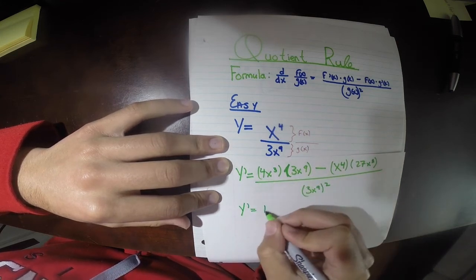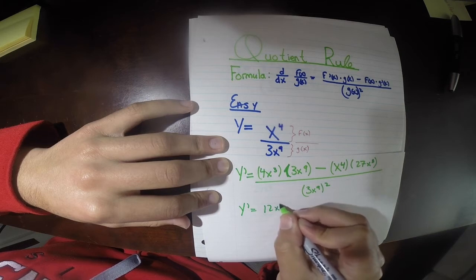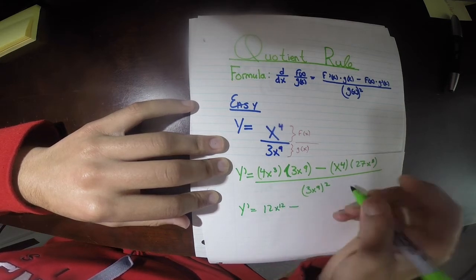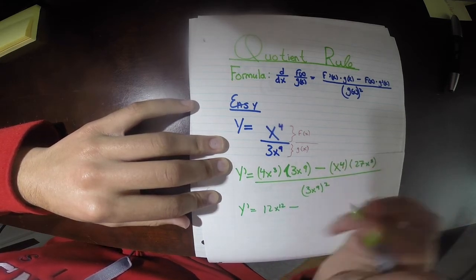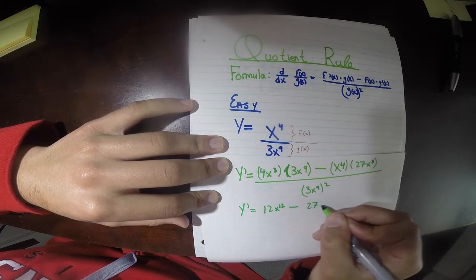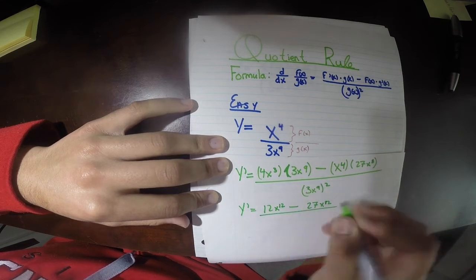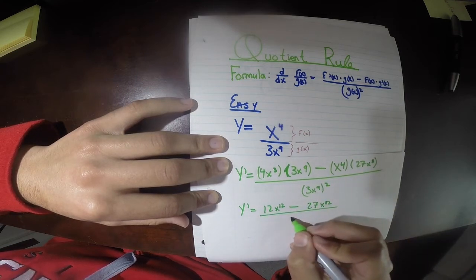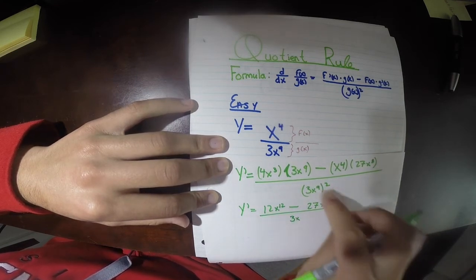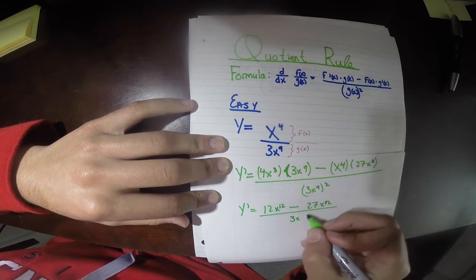4 times 3 is 12. 3 plus 9 is x to the power of 12. Coincidence. Now x to the 4 and x to the 8 gives 12, so 27 times x to the power of 12 again. Divide the whole thing by 3x to the power of 9, times 2, because it's outside the bracket, 18.